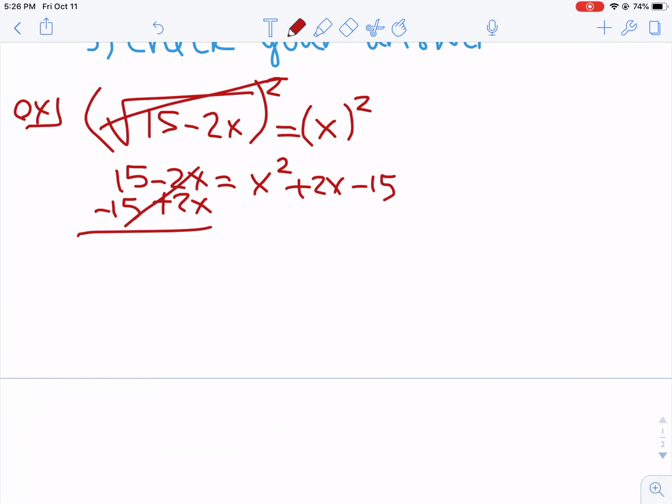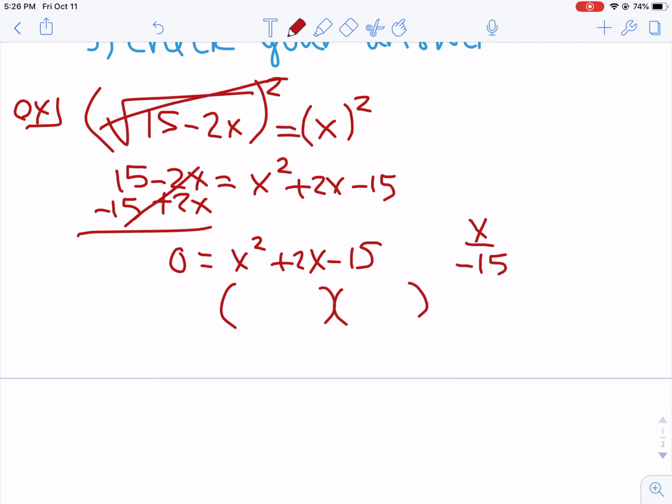And since I moved everything on this side, I get nothing left on that side. And then this side is x squared plus 2x minus 15. So in order to solve this, I'm going to have to factor what's here. So I want two things that multiply to negative 15 but add to 2. So I could do like negative 1 and 15, 3 and 5. That's probably going to be your pair, negative 3 and positive 5. So this becomes x minus 3, x plus 5, and it equals 0.